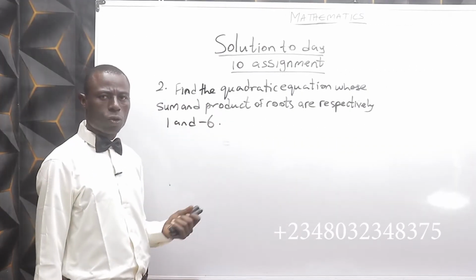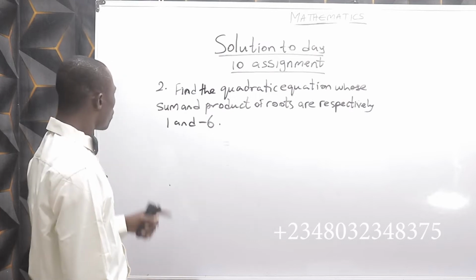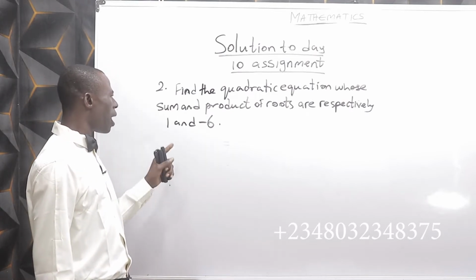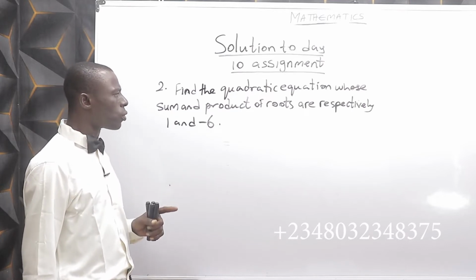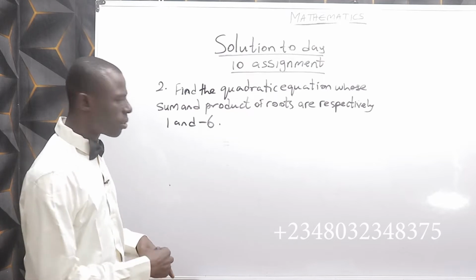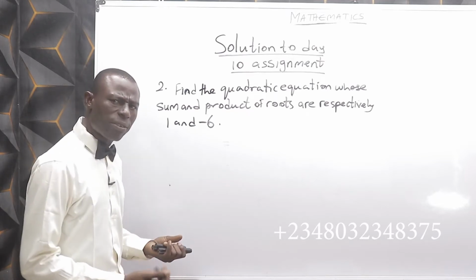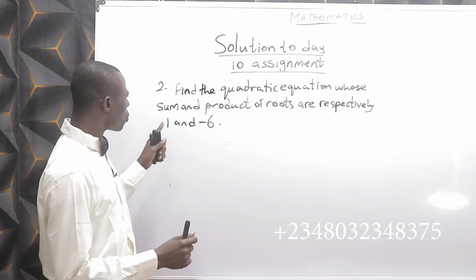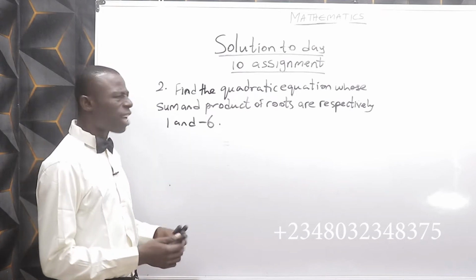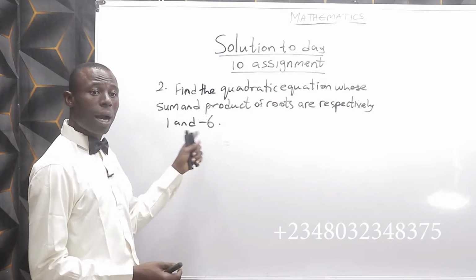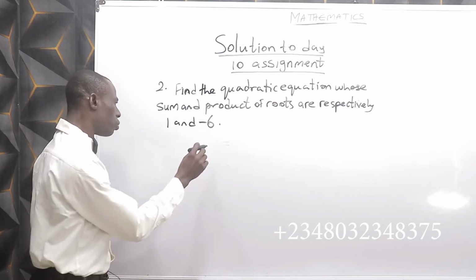Here is question number 2 of the assignment, which reads, find the quadratic equation whose sum and product of roots are respectively 1 and minus 6. In this case, you have been given the sum of the roots to be 1. You have been given the product of the roots to be minus 6. And you have to find the quadratic equation whose sum and product of roots are given here. So this is what you do.